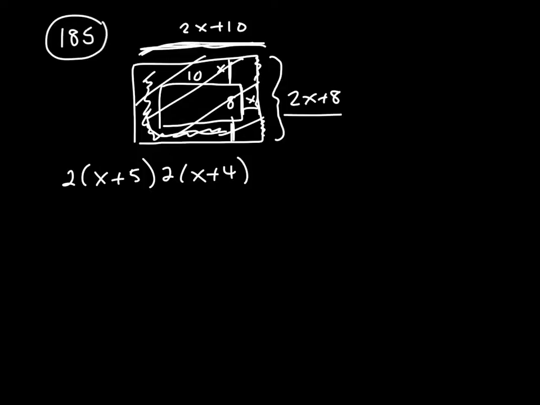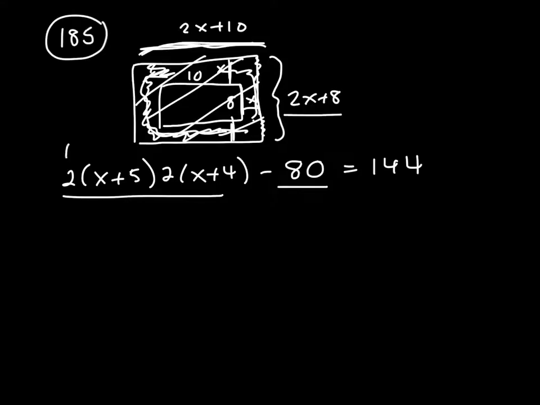So if I take this whole area and I subtract out the area of the photo, which would be 10 times 8 or 80, you're left with the frame. And we know the area of that is 144. So I've got 2 terms on the left and 1 term on the right. Terms are separated by plus or minus signs. Got this and this. Now we know that 2 times 2 is 4. Let's divide every term on both sides by 4. Well, these 2's would be gone, and you'd be left with X plus 5 times X plus 4.